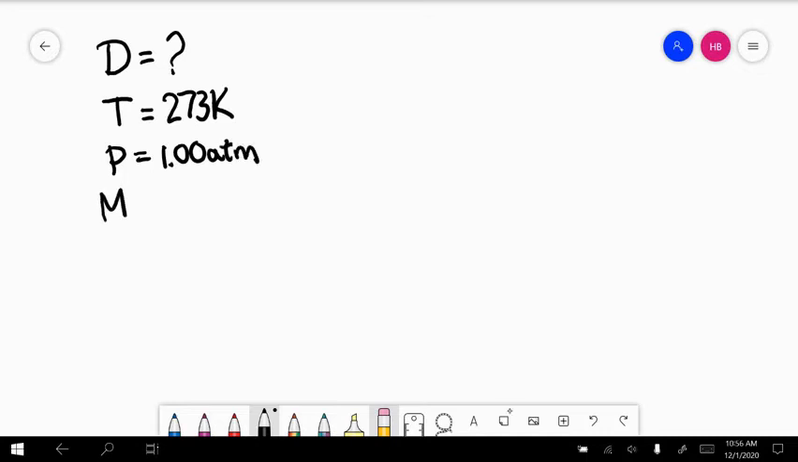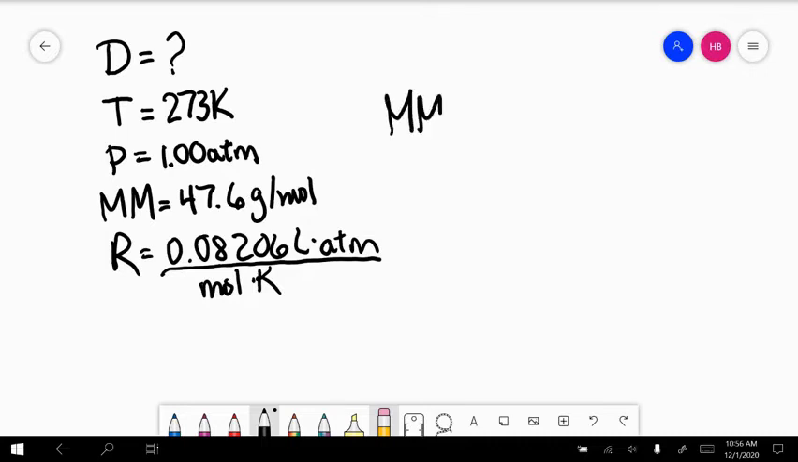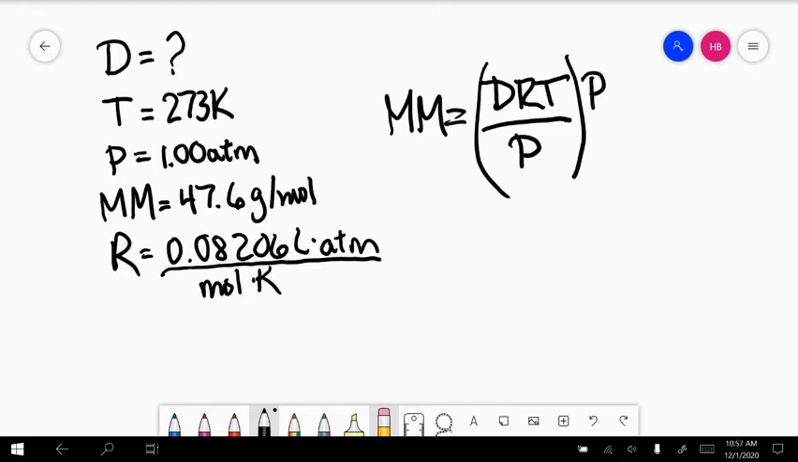And it also gave us the molar mass of 47.6 grams per mole. And R is always the same. So we're going to use our molar mass kitty. I'm going to rearrange the molar mass kitty formula for you. So dRT over P. And I'm going to rearrange this so we get density by itself. We'll get P off the bottom.